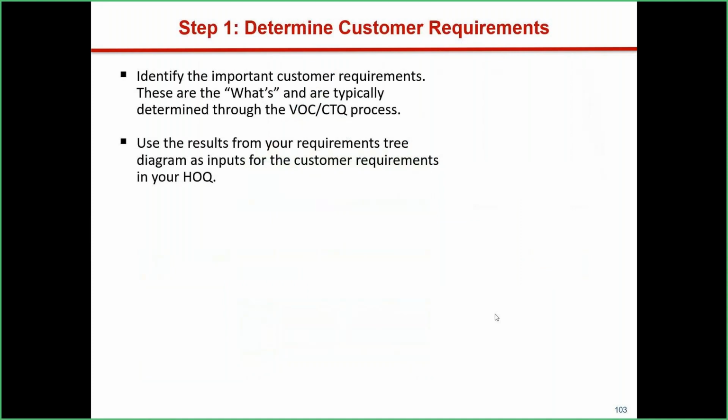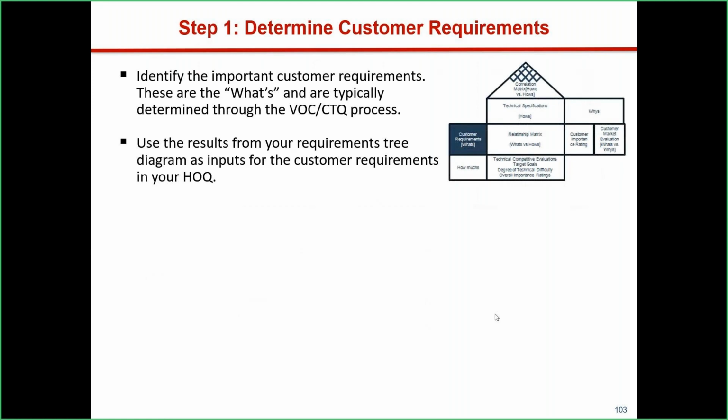So determine customer requirement, identify the important customer requirements. These are the voice of the customer and are typically determined through the VOC-CTQ process. Use the results from your requirement tree diagram as inputs for the customer requirements in your HOQ, House of Quality. So the reason they call it the House of Quality is because at the end of the day, when the entire process is complete, the diagram that you see on the right hand side looks more like a house. That is the reason it's called a House of Quality.